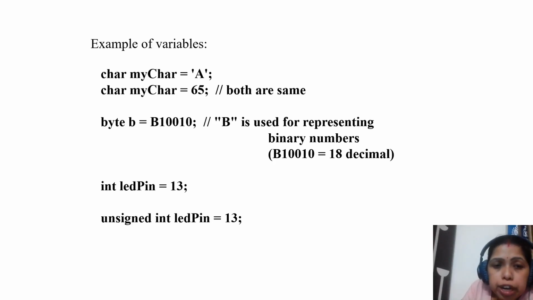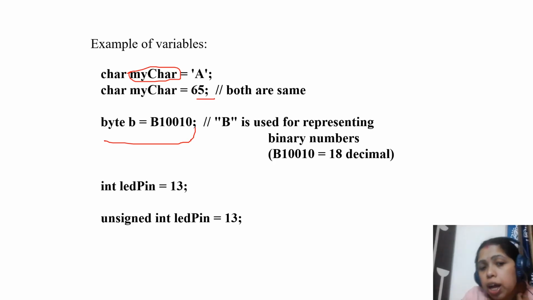These are the variable declarations. These are examples: char is the data type, and my char a is the variable name you are giving. 65 is stored as a character, not as a number. Byte, binary number: 10010 is the binary number you are storing in b, and the data type is byte.